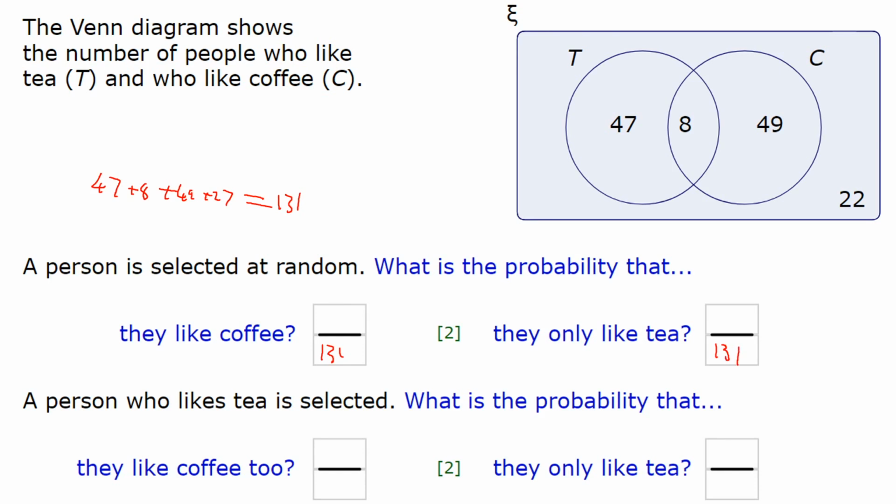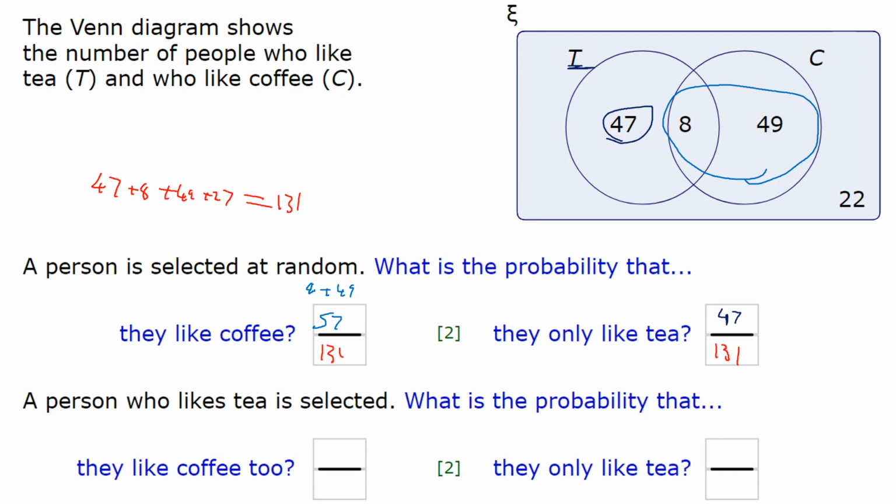So what is the probability that they like coffee? Well, you know that the number of people who like coffee are in this circle here, right? So that's just going to be 8 plus 49, which gives me 57 over 131. The probability that they only like tea, well, from this diagram, we know that this number represents people who only like tea. So we just put 47 over 131.